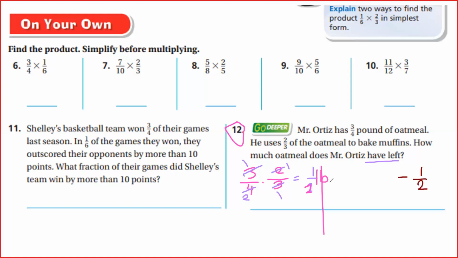From the pound he had. How many pounds do we have? 3/4 of a pound. Bravo. Then next, what do you have to do? Can you subtract if we have different denominators? No, we have to make the denominators the same. Bravo. How do you make them the same? We multiply by 2. Bravo.